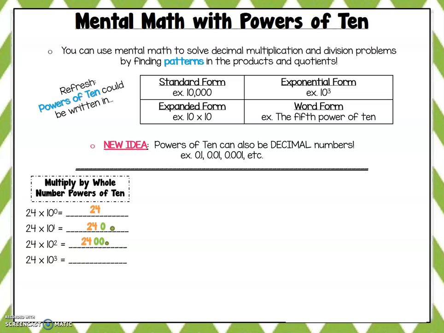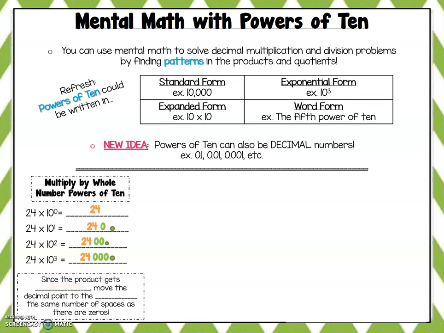Same thing with 24 times 10 to the third. I have 24 with my decimal point on the end. I need to shift that decimal point 3 spaces, 1, 2, 3. And then finally, I need to fill in those 3 empty spaces with placeholder zeros for a final product of 24,000. So the big idea here is that since the product gets greater, we're shifting the decimal point to the right the same number of spaces as there are zeros. And in exponent form, we can find that out just by looking at the exponent.